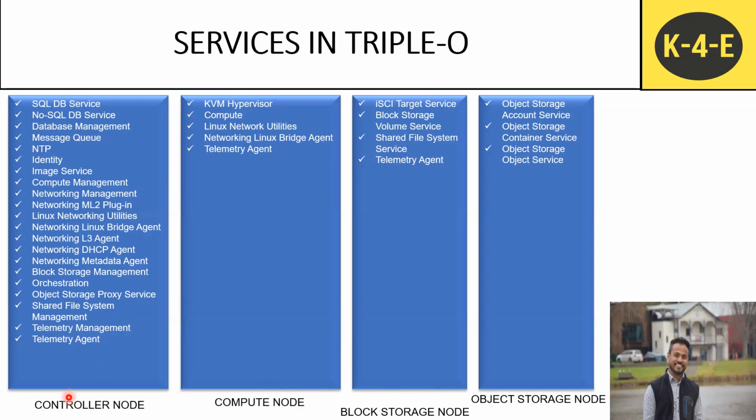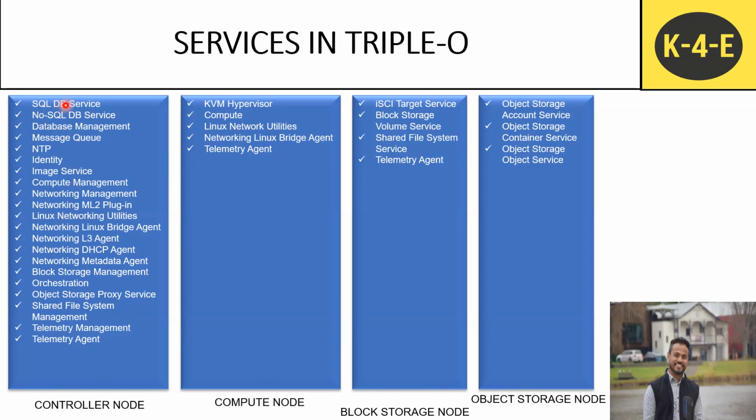So for example, if I say controller node, compute node, block storage node, or object storage node, these are the services which are going to run in those nodes. So let me just rephrase these services in front of you. Then after that, I will take question and answer.